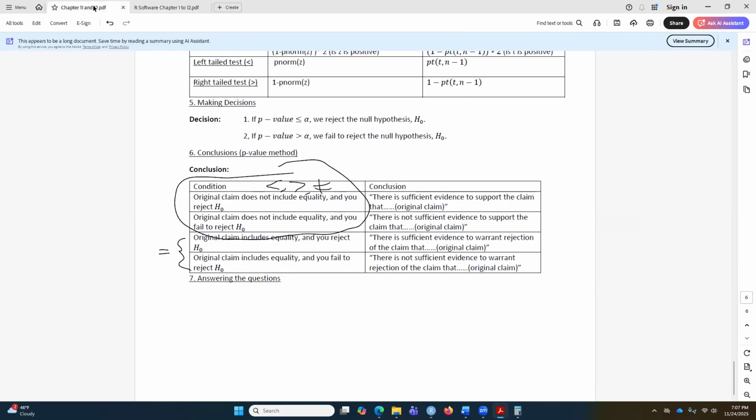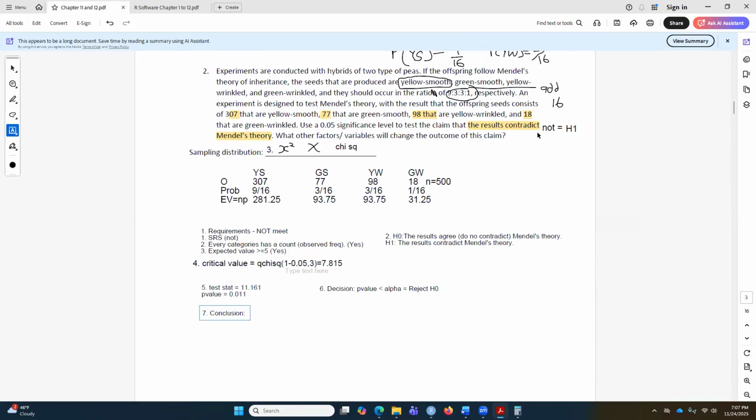So what we did here is, if you read the original claim statement, it says that the results contradict Mendel's theory. So that means your claim in this case is not equal to, as you know that the word contradicts means not equal to. And based on step 6, you are rejecting the null hypothesis. So does anyone know which conclusion we should take? Number 1, 2, 3, or 4? It is number 1. We are taking the first conclusion.